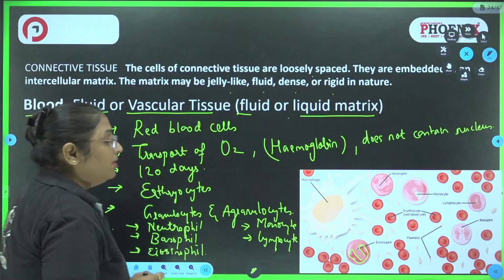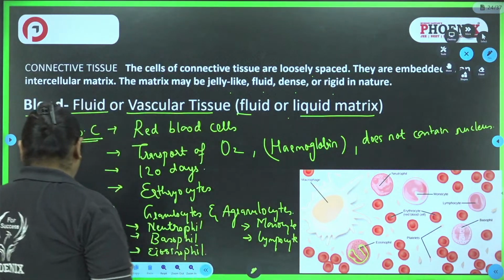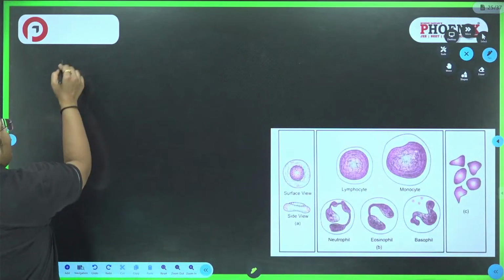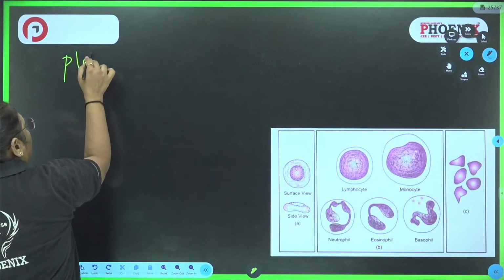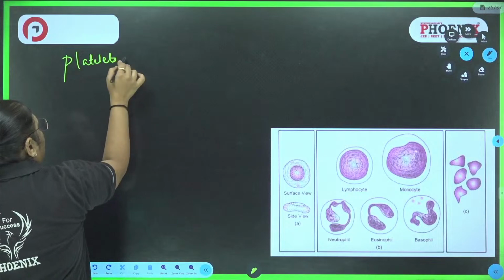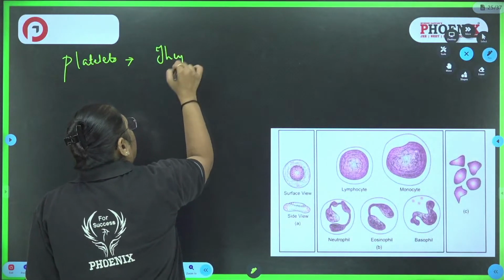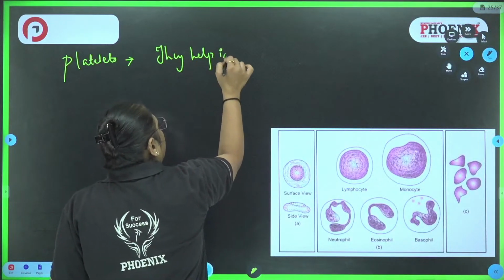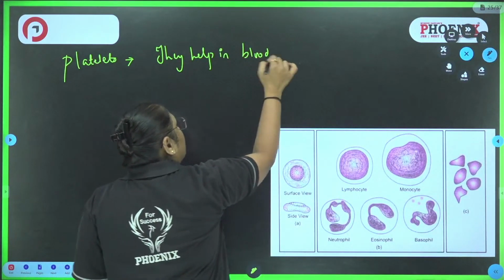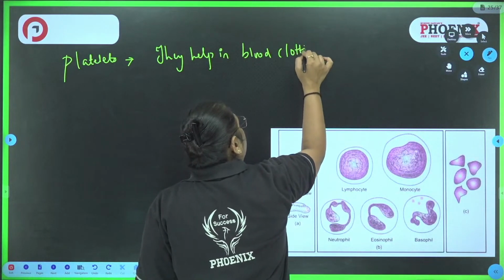Now let's talk about another cell, that is platelets. Platelets help in blood clotting.